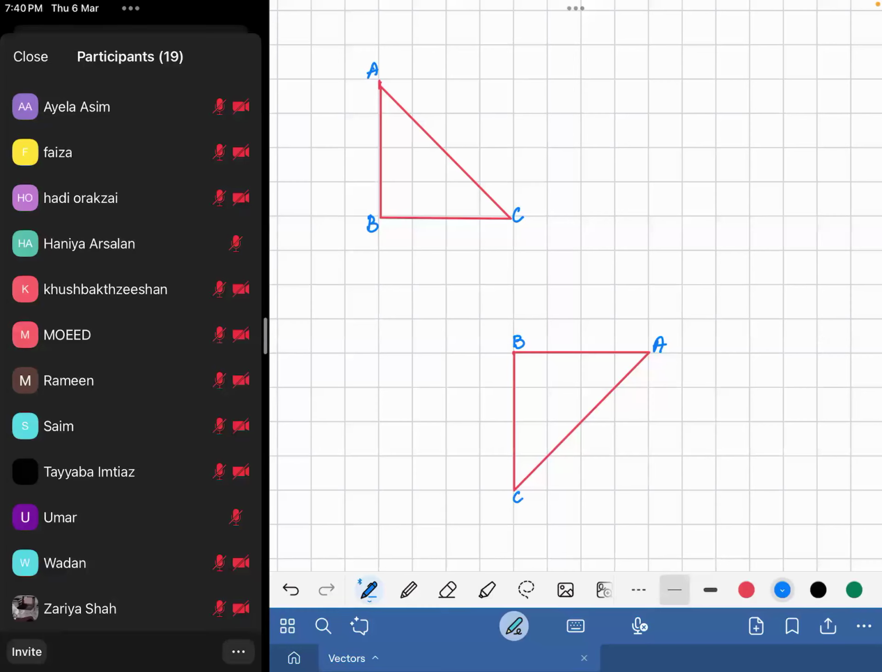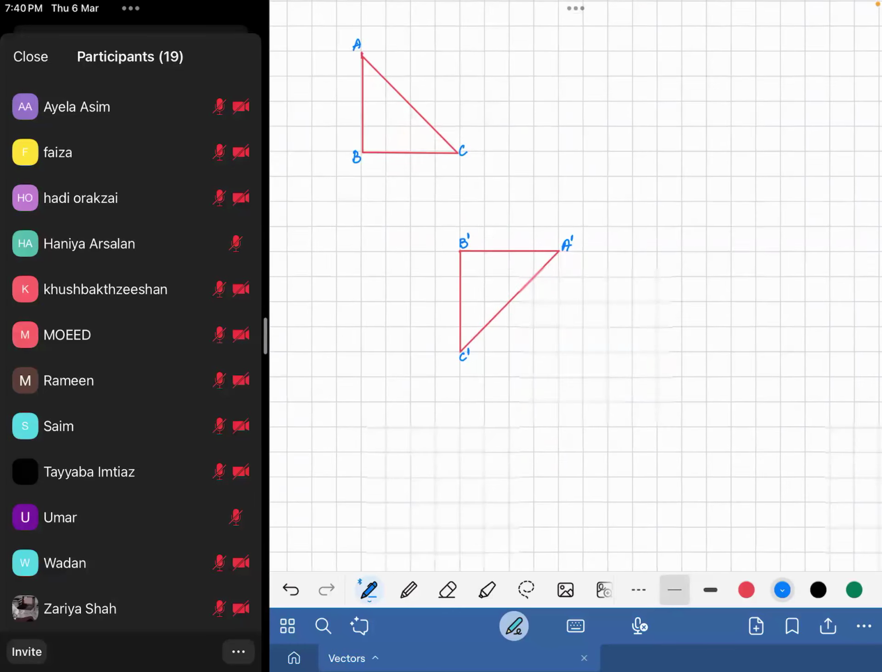Now, Saim, I know that I need to find out the perpendicular bisector of B now. Agree? Now we know already, सर, that this is B prime, this is A prime, and this is C prime. Okay. So step 1 would be: connect corresponding points. How to? This is step 1.